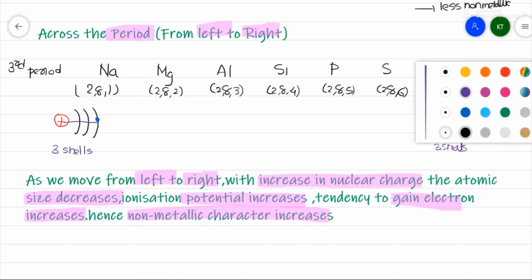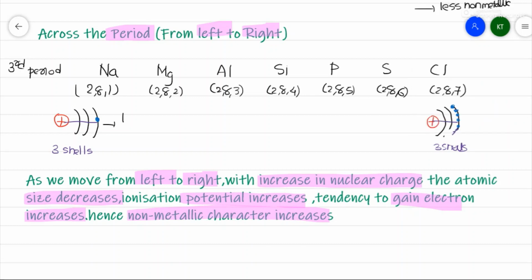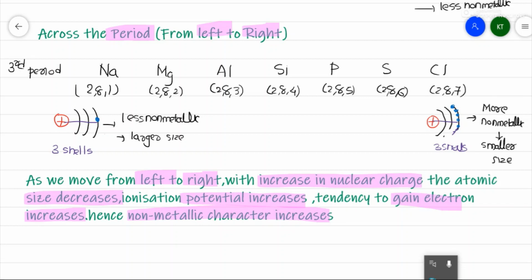So sodium will be less non-metallic because of larger size. Chlorine will be more non-metallic because of smaller size. And from left to right, non-metallic character increases.